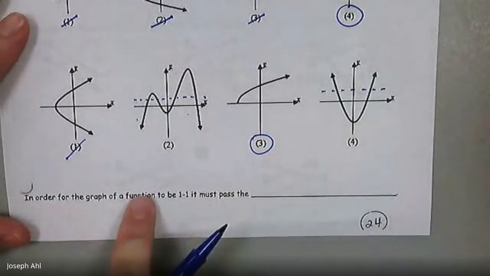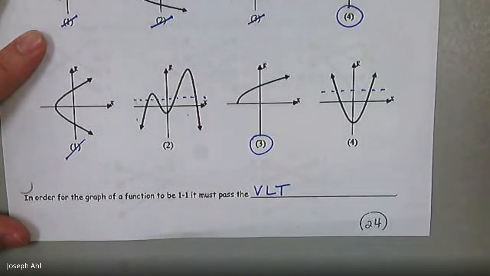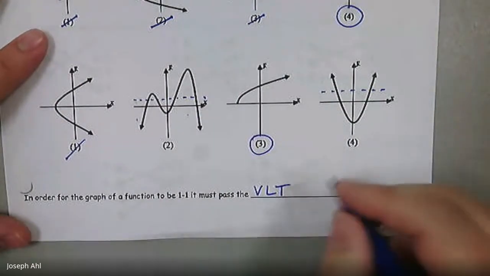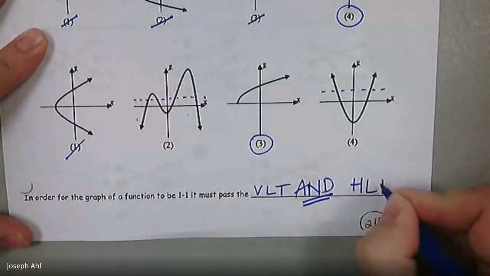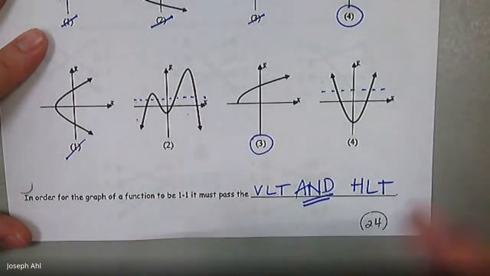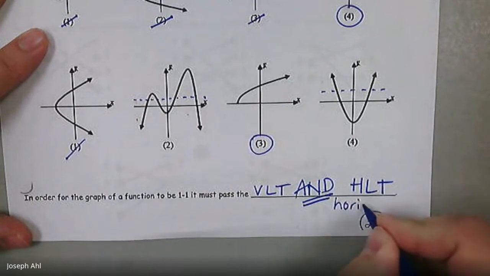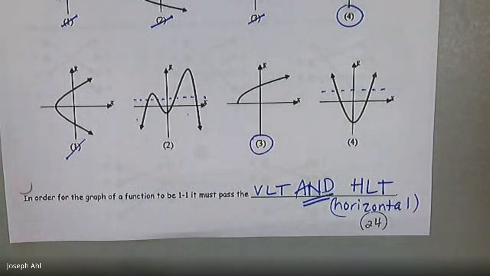In order for the graph to be one-to-one, it must pass the, well, first of all, vertical line test would be pretty important. And how about the horizontal line test? That's what I was drawing in each of these cases. Okay, so it also has to pass the horizontal line test in order to be considered a one-to-one function.